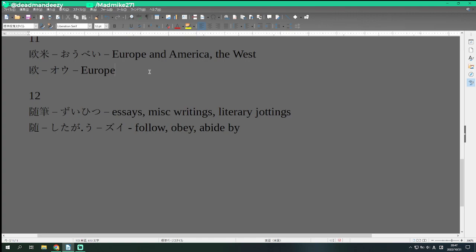O is Europe. And O plus Bei on the right side. Bei meaning rice, but could also mean the Americas or kind of the West. So Bei is literally Europe and the Americas or the West. Bei is Europe and America. Bei no O is Europe.